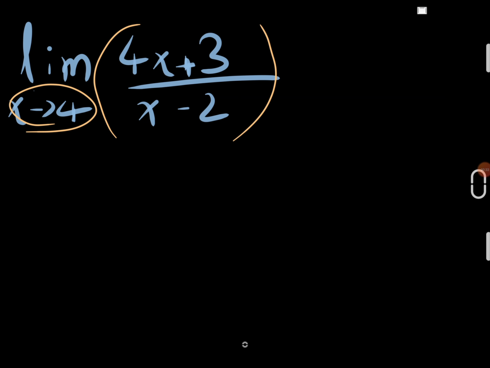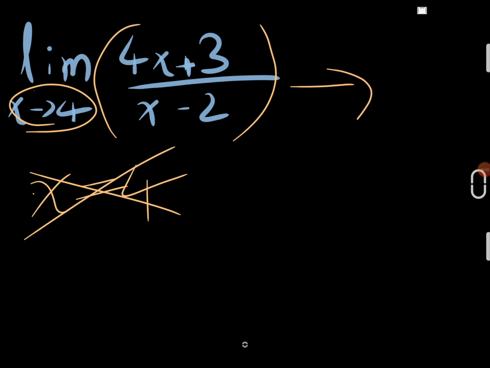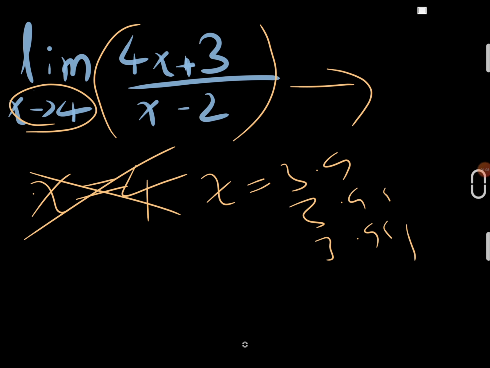Now what does this question mean? This question is not asking what the answer is when x is equal to 4. That is not what this question is asking. What it is asking is what value this fraction approaches when x is very close to 4. That means when x is 3.9, 3.99, 3.999, 4.01, 4.0000001. You get it. That is what this question actually means.